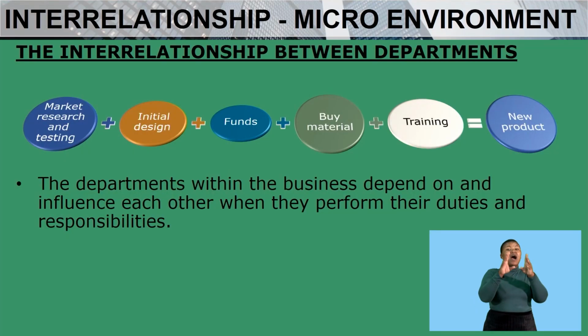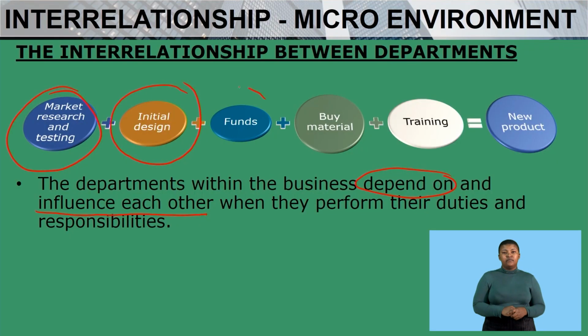Let's firstly take a look at the bullet. The bullet says that the departments within the business depend on each other and they influence each other when they perform their duties and responsibilities. If you take a look at this little diagram I made for you guys, you will see that this also has to do with maybe launching a new product. So before we can launch a new product, we firstly have to do market research and testing of the sample products. And who does this? Of course, our marketing department is responsible for this.